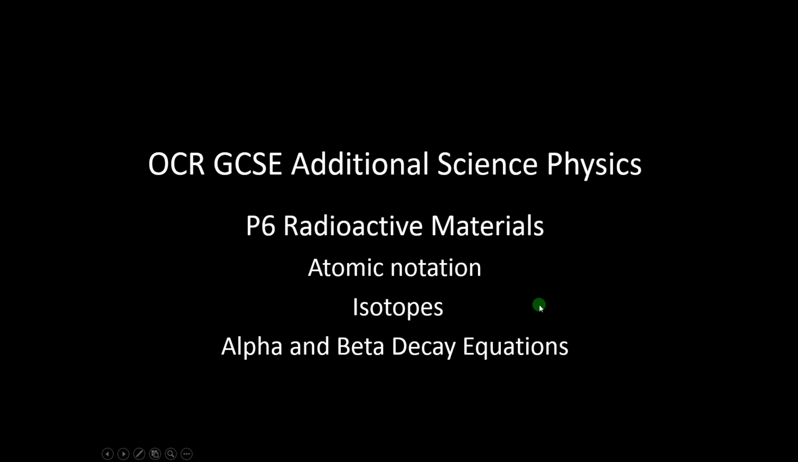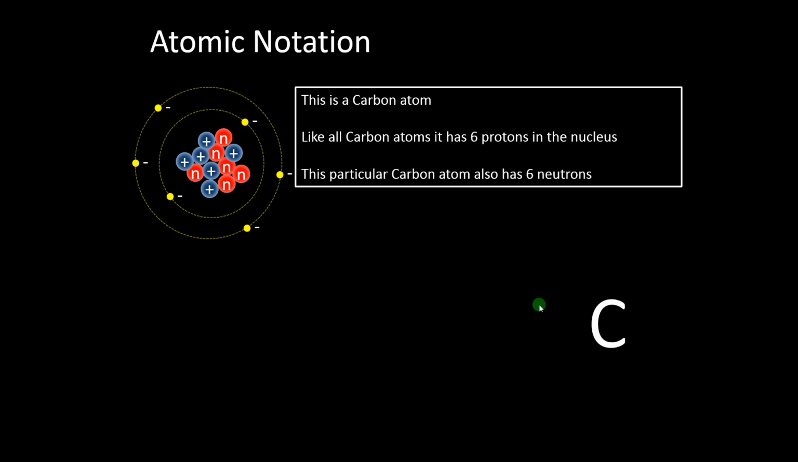Okay, so this P6 revision video is for atomic notation, isotopes, and alpha and beta decay equations. And what we're going to look at first of all is how to write down an atomic nucleus, because if we're going to do the equations for the decays, we need to know how to write these things down.